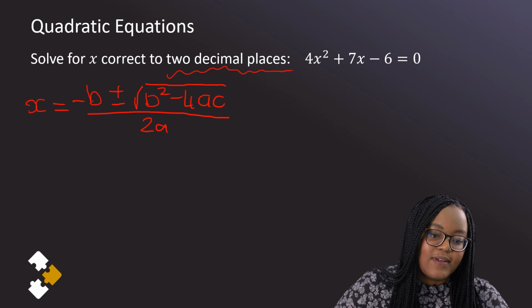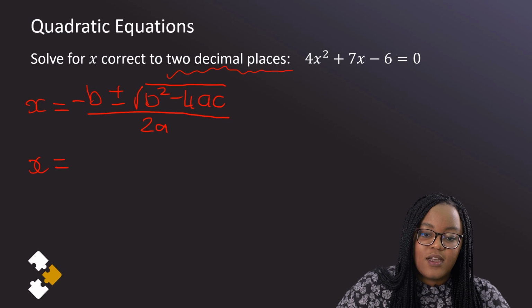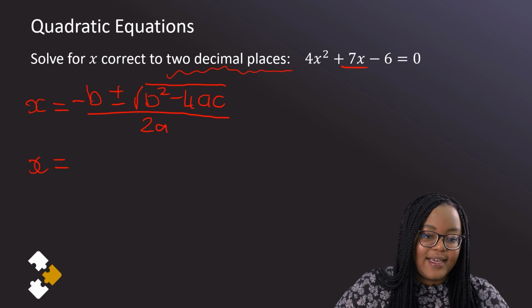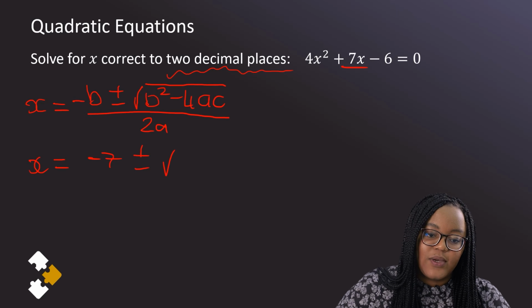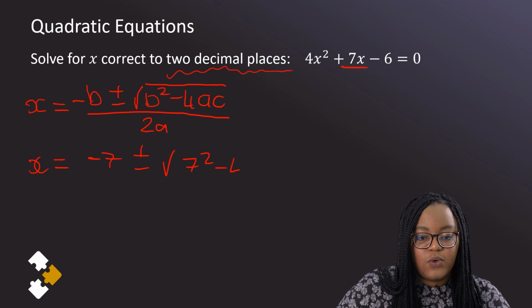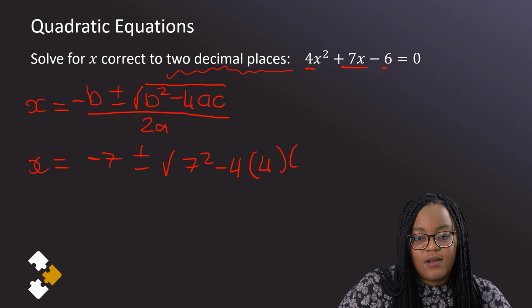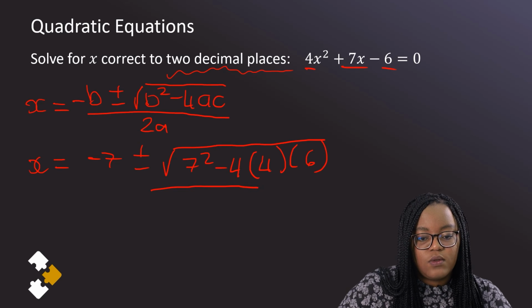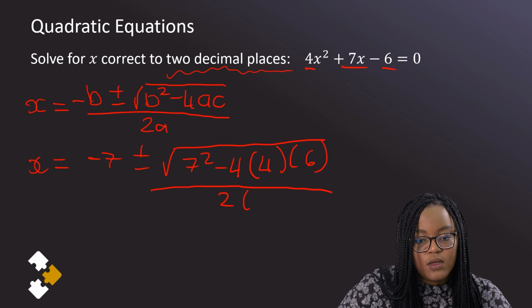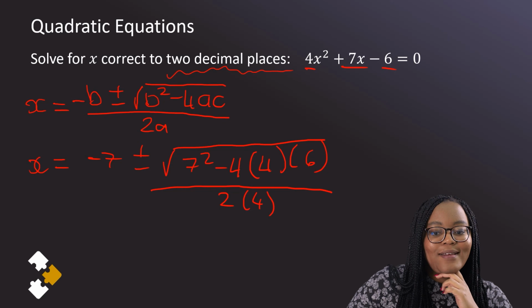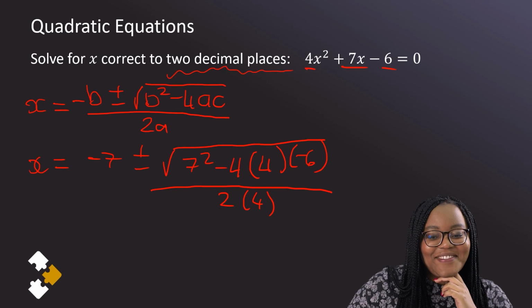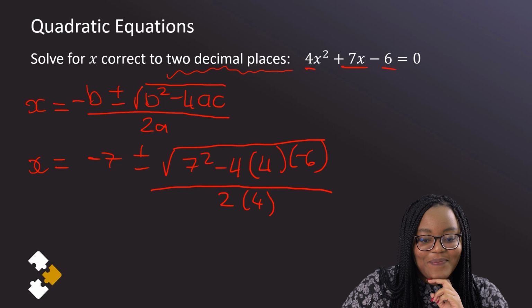So the value of b is the coefficient prior to the x value, which is going to be negative 7 in our case, plus minus the square root of 7 squared minus 4a, in this example a is 4, and c in this example being negative 6. This is all over 2a, which is 4. That is negative 6 for our c value.